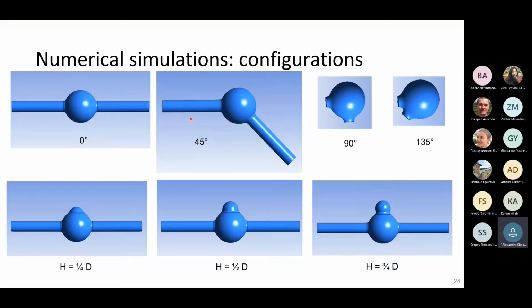the configurations were with turning vessels by 45, 90, and 135 degrees. Along with these configurations, we also considered configurations with a growing bleb or secondary aneurysm with heights of one fourth of the diameter of the main aneurysm, half of the diameter, and 3/4 of the diameter of the main aneurysm.